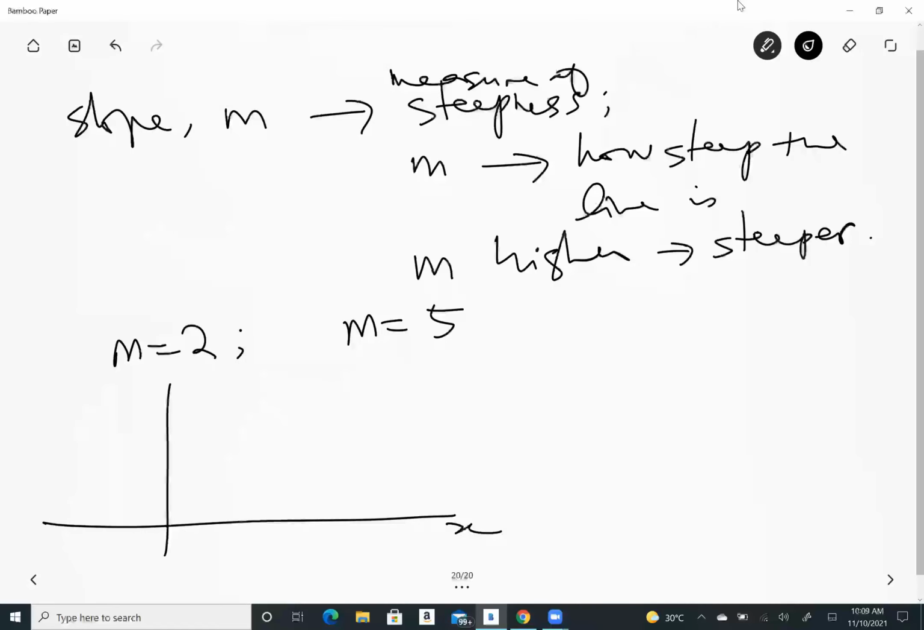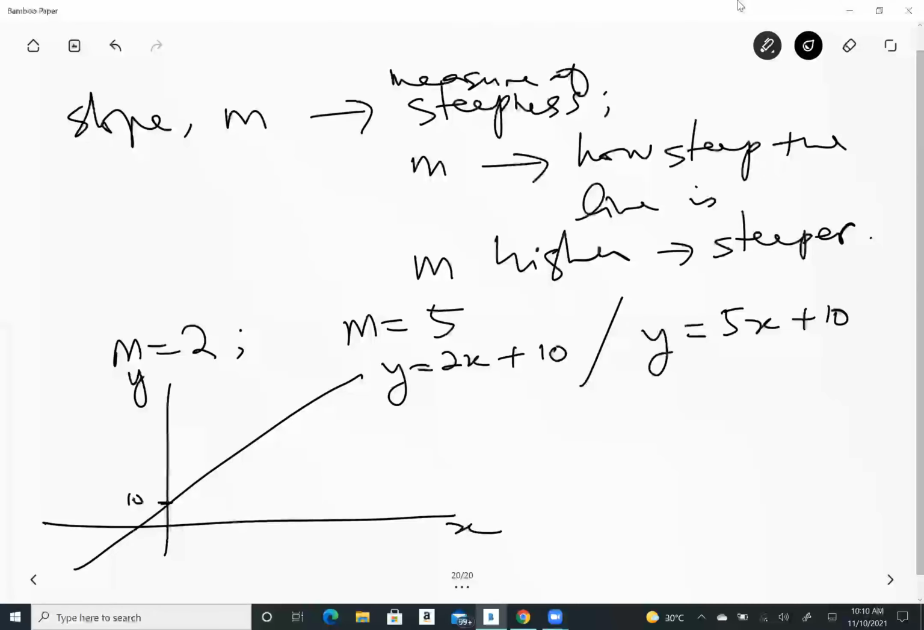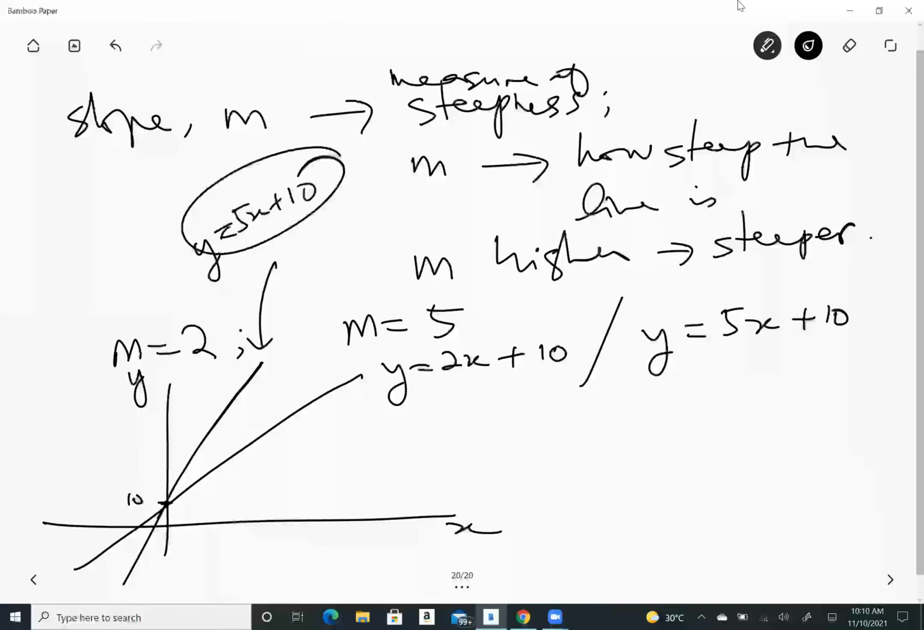If you want to make the observation, it's easier to look at something like this. Let's say I got y equal to 2x plus 10. So the intercept here is 10. We want to make the observation, so you compare to a line with the same intercept: 5x plus 10. The value of m is higher, so it's steeper. So the line will go like this. This one, y equal to 5x plus 10, is steeper.